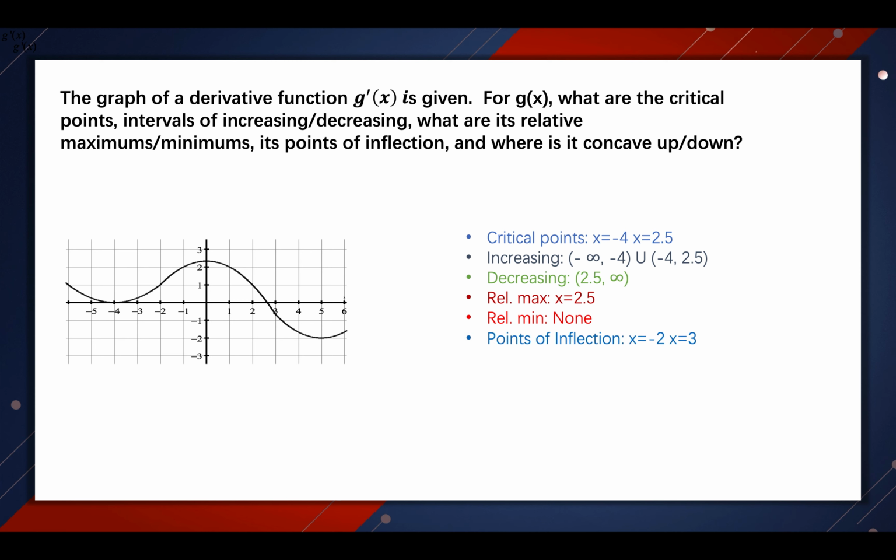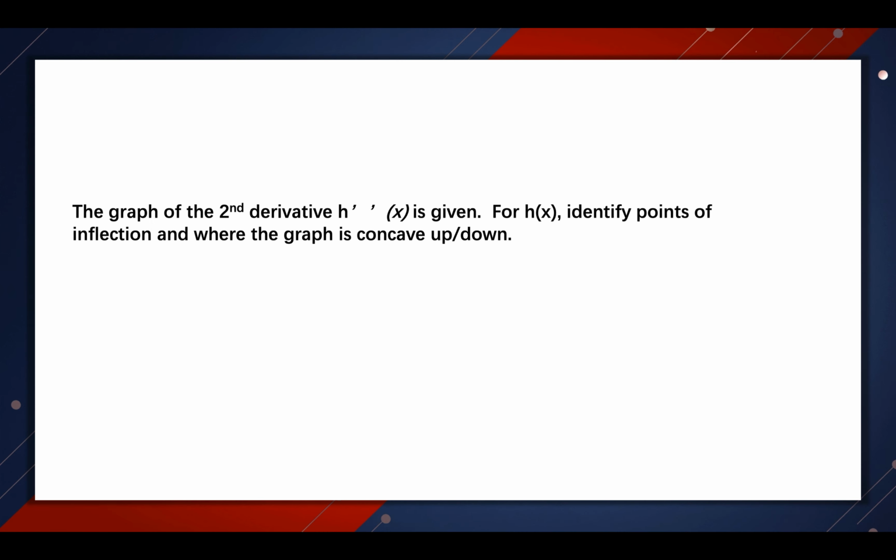And the point of inflection is when the second derivative equals 0. In this graph, it is when the curve has a horizontal tangent line, and it is when x equals negative 2 and x equals 3. So the curve is concave up when x equals negative infinity to x equals negative 2 and x equals 3 to x equals positive infinity. The curve is concave down when x equals negative 2 to x equals 3.